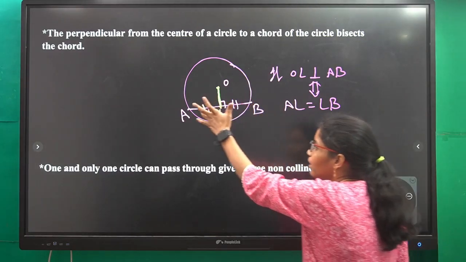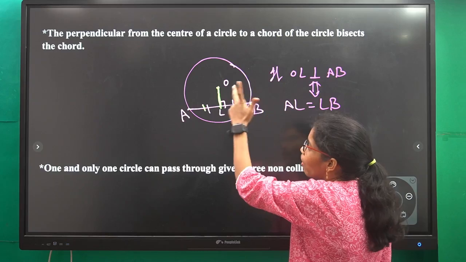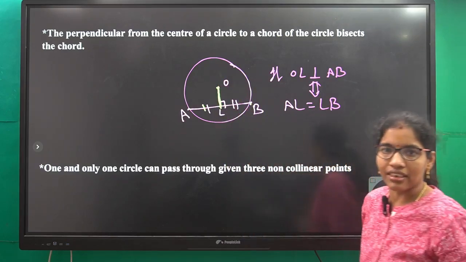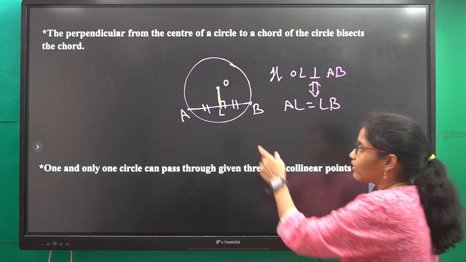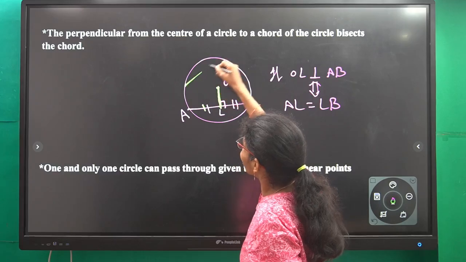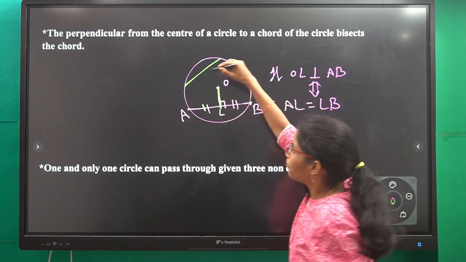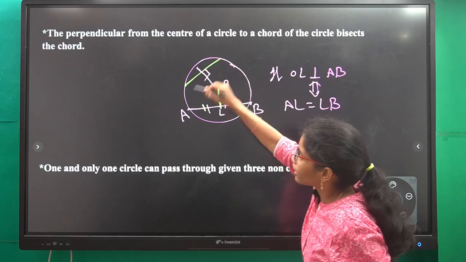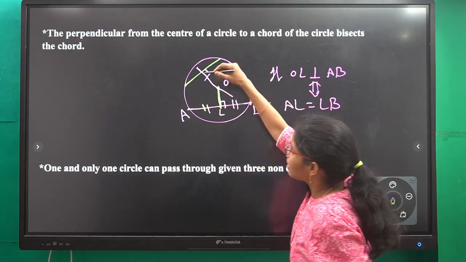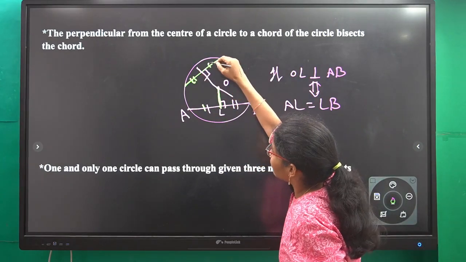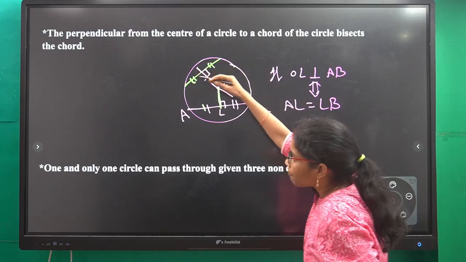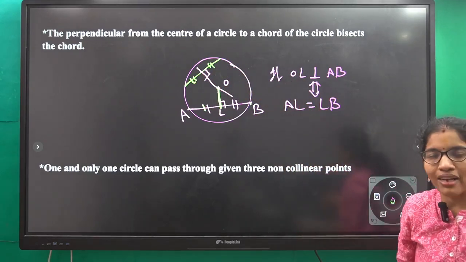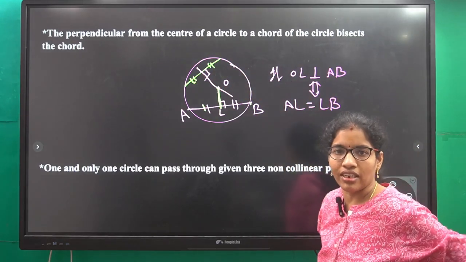The perpendicular bisector of AB always passes through the center, right? So whenever you are taking any chord, suppose the chord is there, I am taking a perpendicular bisector. What is meant by perpendicular bisector? That means it is perpendicular to the given line and it bisects the given line segment, right? So the perpendicular bisectors of all the chords always pass through the center of the circle.